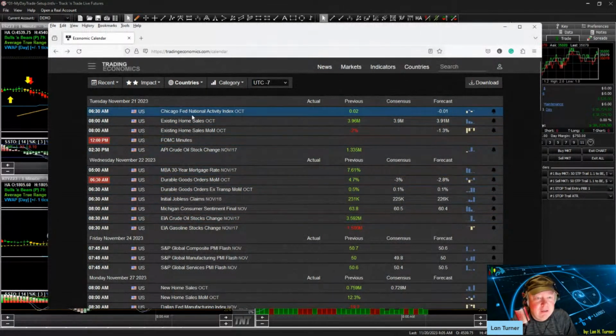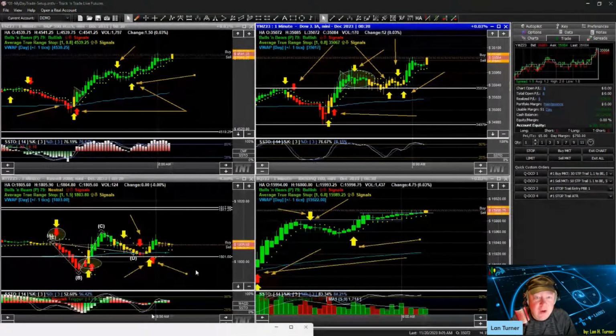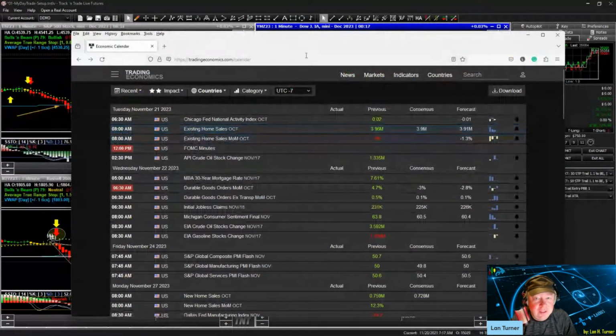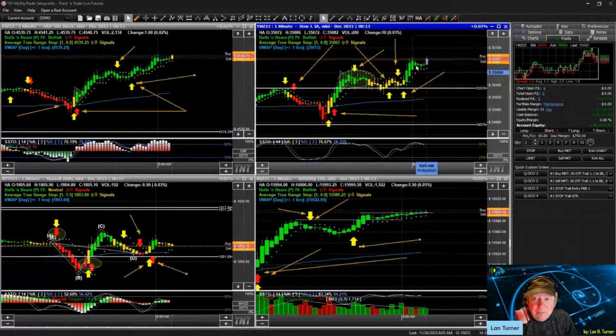Chairman Fed national activity was at 6:30. At 8 o'clock, we got existing home sales coming in. So 8 o'clock's over. 8:05. What's the existing home? It's not in red. So it's a second impact. It's not a third impact.